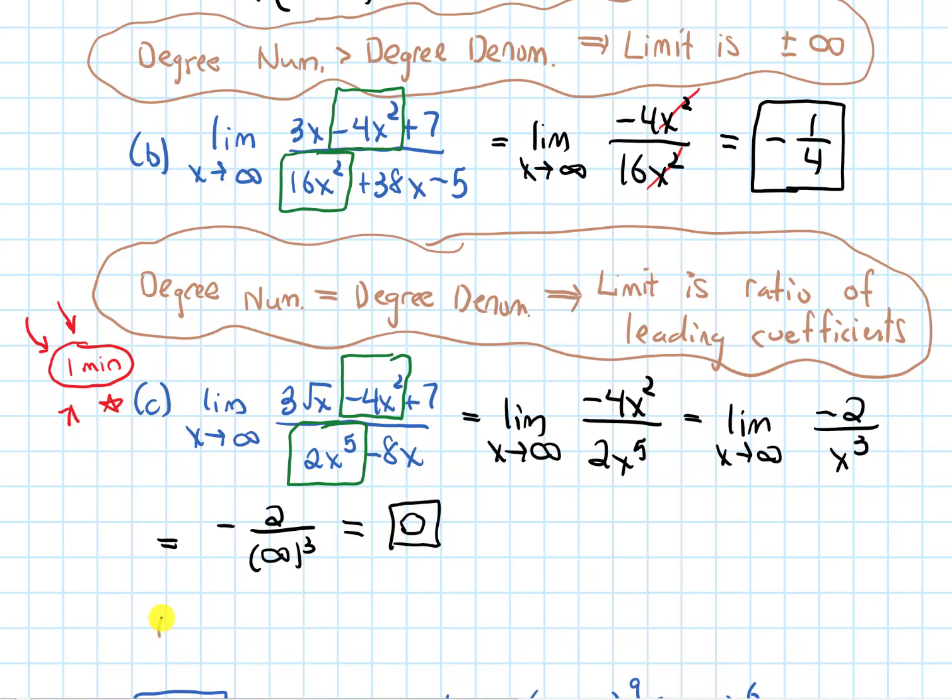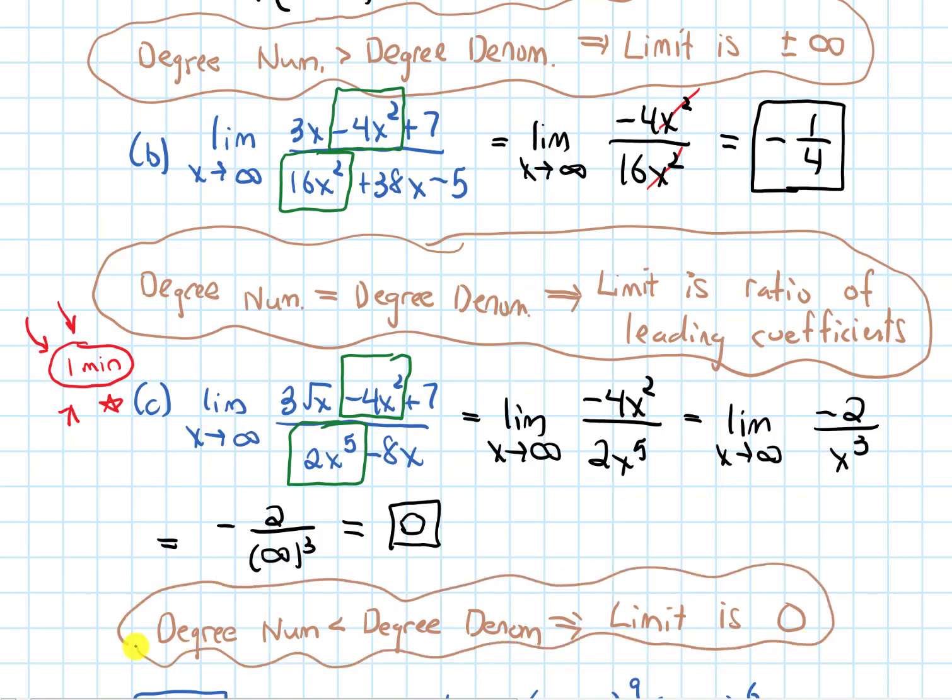And the general rule here is when the degree of the numerator is less than the degree of the denominator, then the limit is going to be 0.